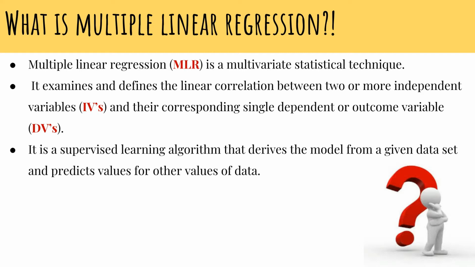What does multiple linear regression do? It examines and defines the linear correlation between two or more independent variables. So it defines the relationship between two or more independent variables and their corresponding single dependent variable, which we've always tried to predict.